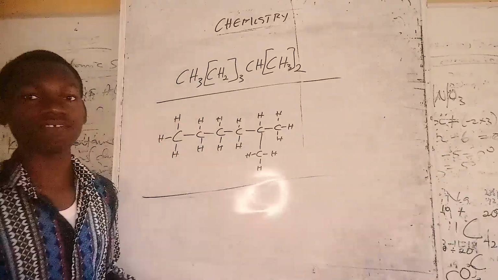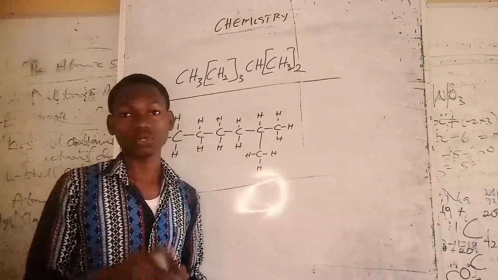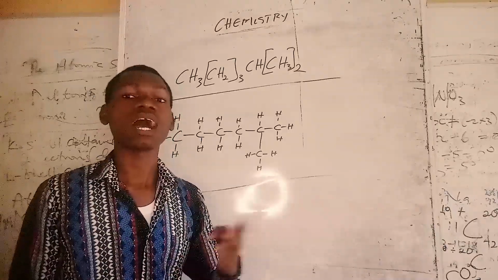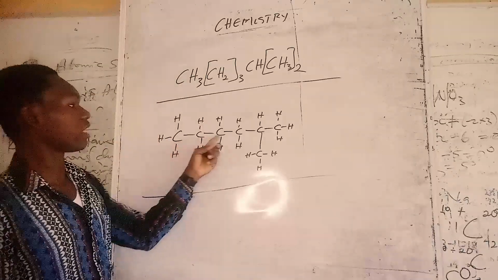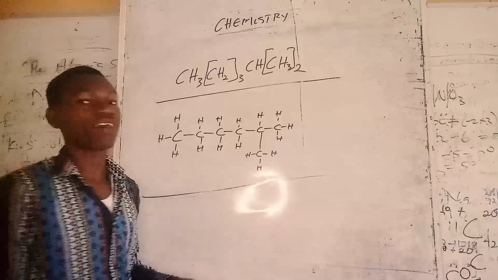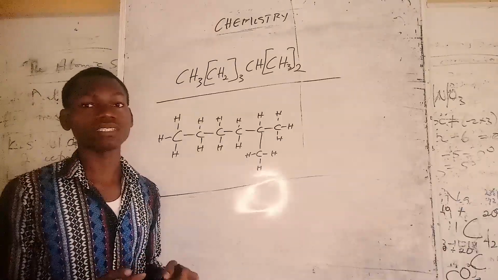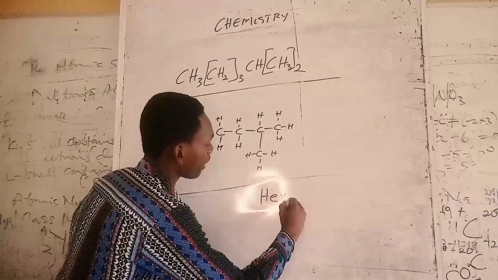First of all, we have to identify the longest chain possible, and then the remaining part that is not included in our longest chain becomes our side chain or our substituent. Now, 1, 2, 3, 4, 5, 6 is our longest chain. So this is our chain. And whenever you hear 6 in organic chemistry, it simply means hex. So we're going to write the name hex.